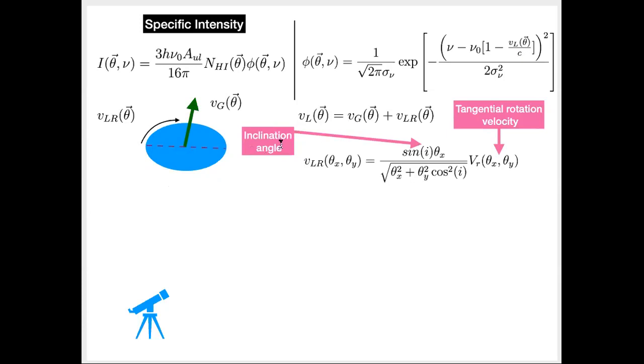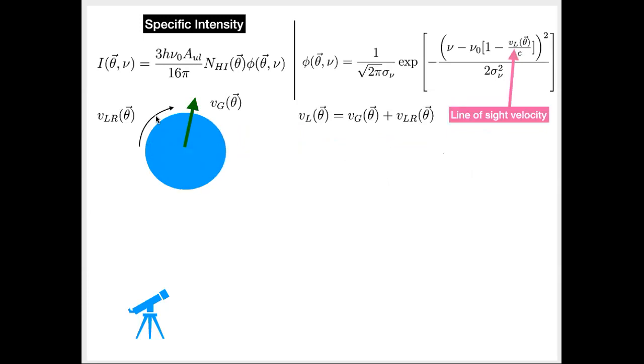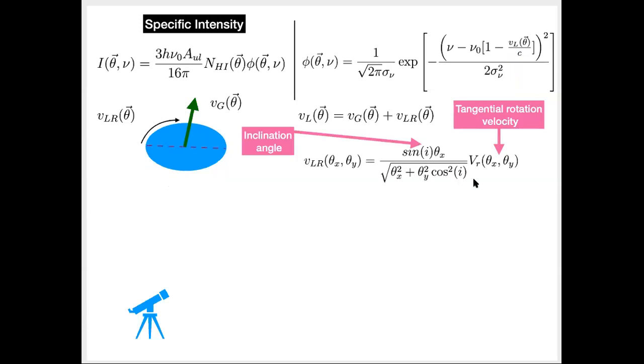So if it has a certain inclination angle, then this line of sight component of the rotational velocity will be related to the tangential rotational velocity, which is the velocity that is being shown here essentially. If I draw a cloud here and it's going this way, at this particular point, it has a velocity pointing this direction.